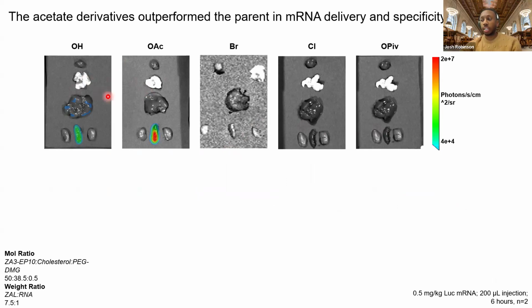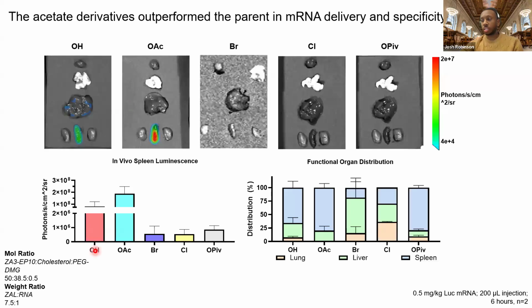So that's good to see. But the acetate is much higher. And then if we look at just the spleen, you see there's almost a twofold difference between the parent and the acetate. And then when we're looking at the other derivatives, there's not much there, which is fine.